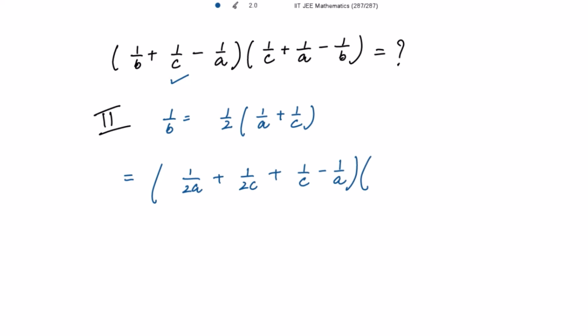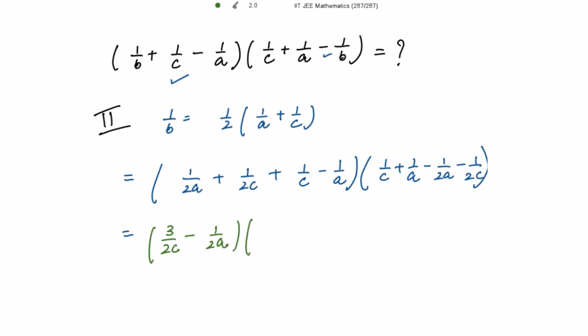And then for the second bracket, 1 by C plus 1 by A as it is, and putting the value of 1 by B, and it is minus sign over here. So this is minus 1 divided by 2A minus 1 divided by 2C. So this is equal to, alright, 1 divided by 2C plus 1 divided by C gives 3 divided by 2C. And 1 by 2A minus 1 by A, that gives minus 1 by 2A.